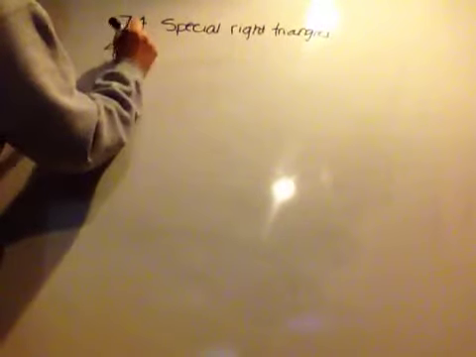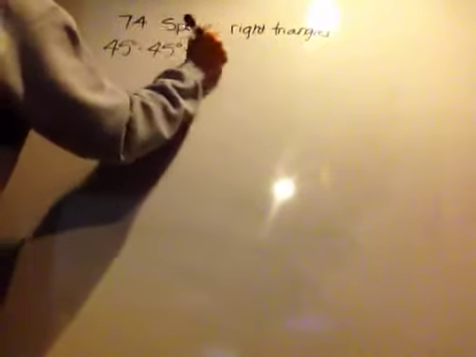Section 7.4, special right triangles. So we're going to learn about two special right triangles and how the sides are related to each other. First we're going to look at a 45, 45, 90 triangle.